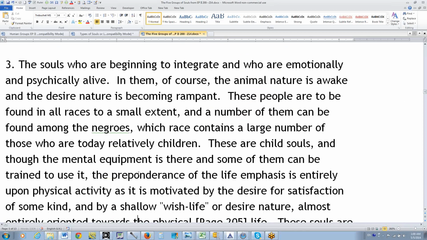Number three, the souls who are beginning to integrate and who are emotionally and psychically alive. In them, of course, the animal nature is awake and the desire nature is becoming rampant. These people are to be found in all races to a small extent, and a number of them can be found among the Negroes.